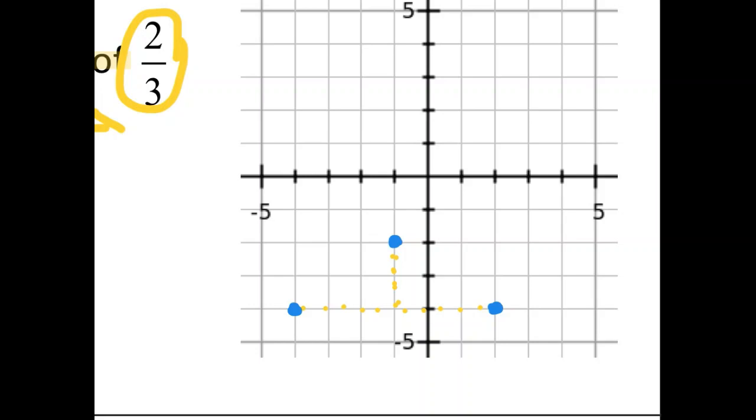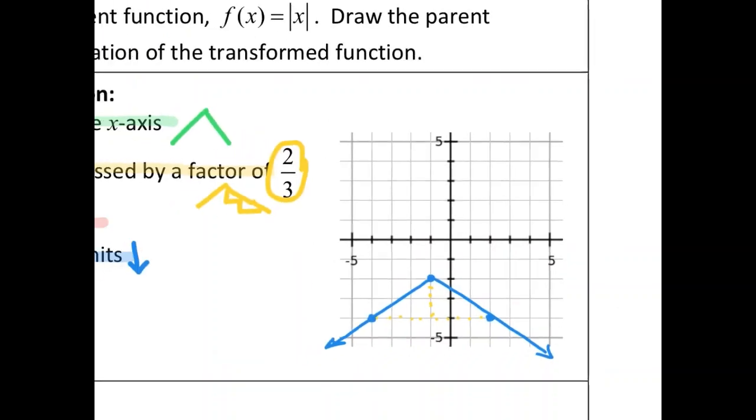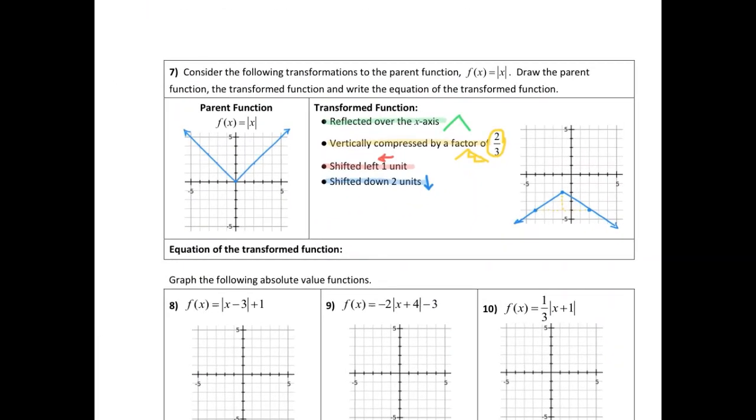I've given myself my slope of 2/3, which gives me that vertical compression, and I've shifted left 1 and down 2. So now I can connect the sides of the function, and there is my absolute value function transformation.